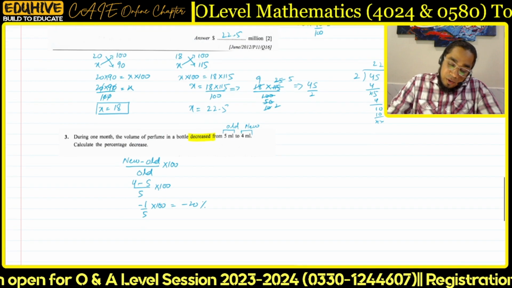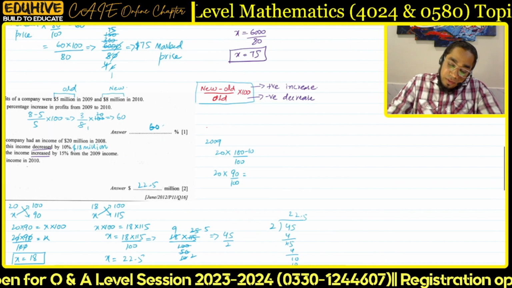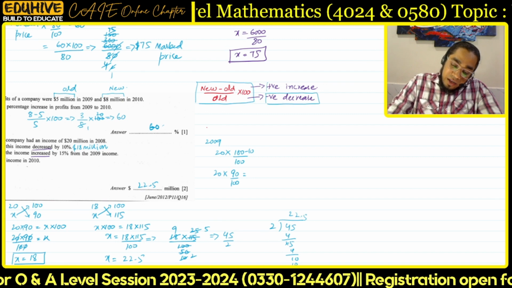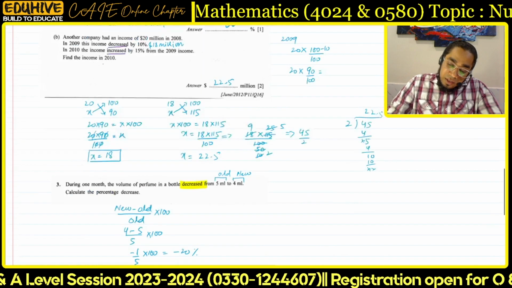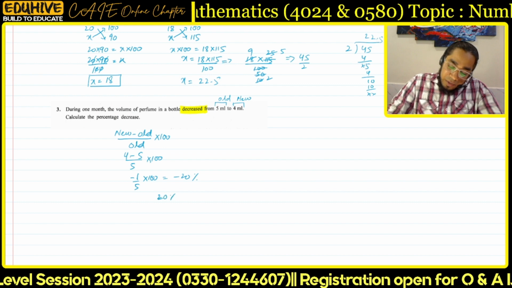So what did I tell you about the formula? Whenever you are just getting the negative value, so there will be a decrease, and when you are just getting a positive value, there will be an increase in the percentage. Okay, so that is decrease. It means the percentage was decreased by 20%.